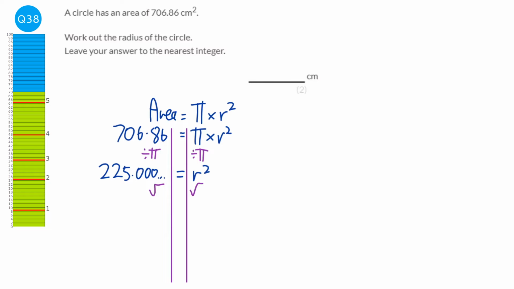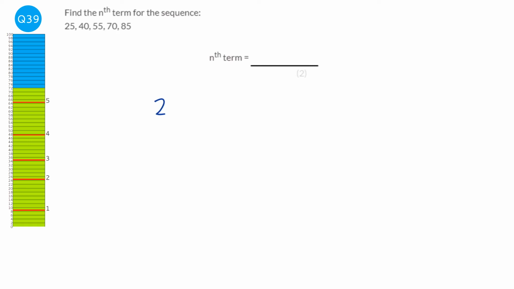And square root of 225 is 15, and the square root of 225.000 and so on, whatever was in our calculator, is going to be 15.000, etc. so pretty much 15. But it says it wants it to the nearest integer. Integer is a whole number, so my answer would be just 15. So let's just write out this sequence.